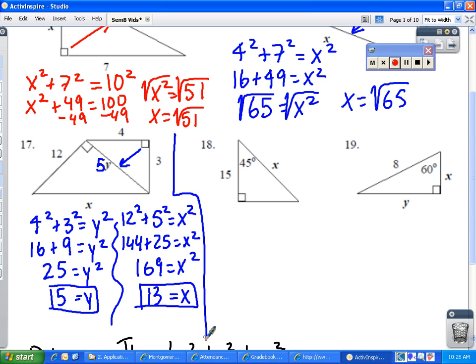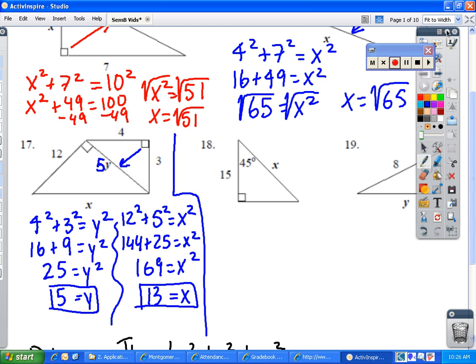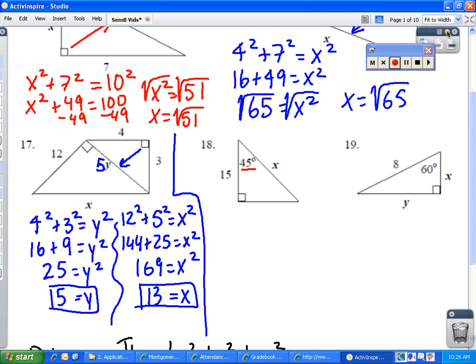All right, moving on to number 18. So number 18 is automatically a little bit different to me, and I can see it because they've given me this angle, this 45-degree angle. And now that we know SOHCAHTOA and trigonometry, you are welcome to use that. It will definitely work for you. But we want you really to remember those special right triangles.